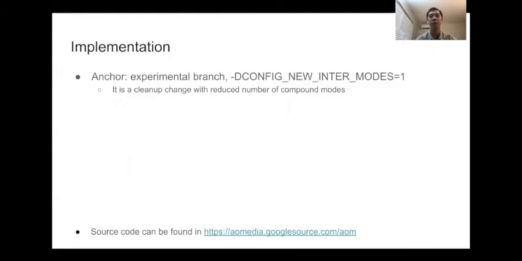This is how we implement it in AV1. We consider an anchor in the experimental branch with config new intermodes. This config is actually a cleanup change that reduces the number of compound modes. So we decided to implement on top of it for simplicity.